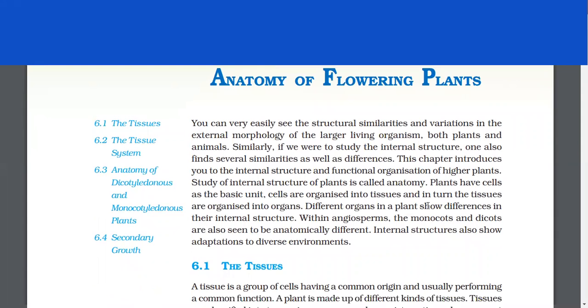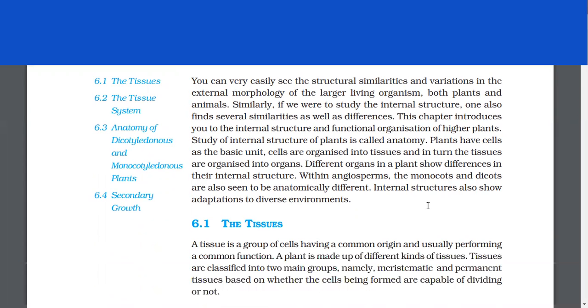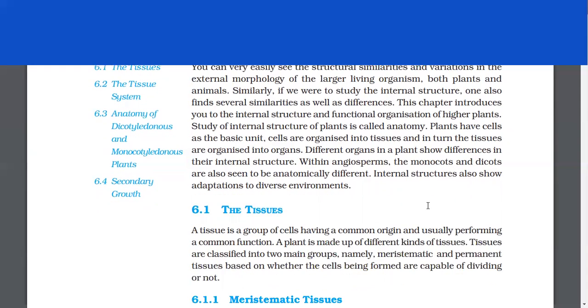Similarly, if we were to study the internal structure, one also finds several similarities as well as differences. This chapter introduces you to the internal structure and functional organization of higher plants. Study of internal structure of plants is called anatomy.